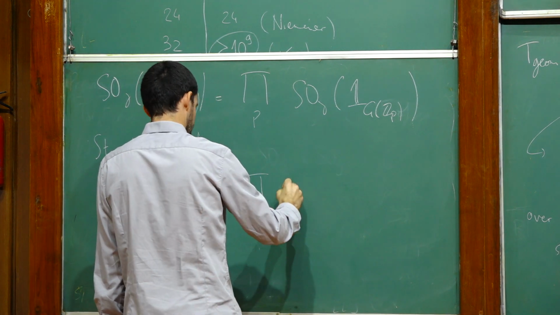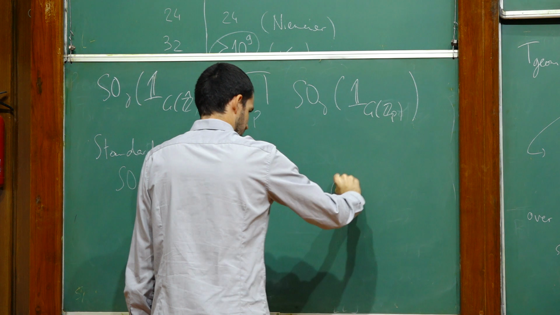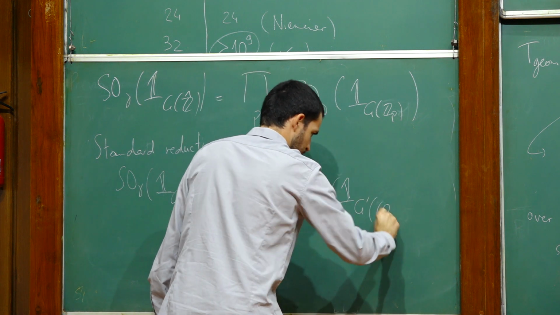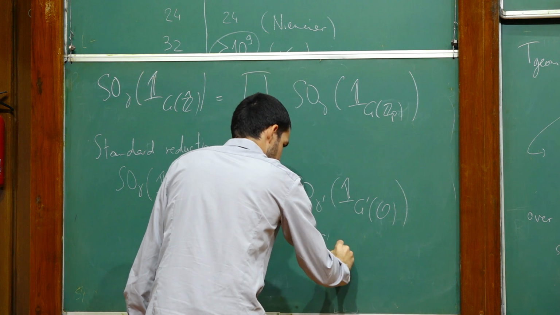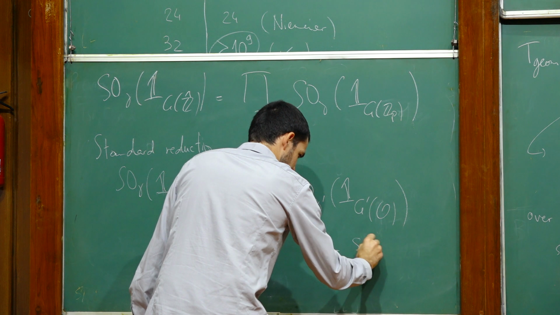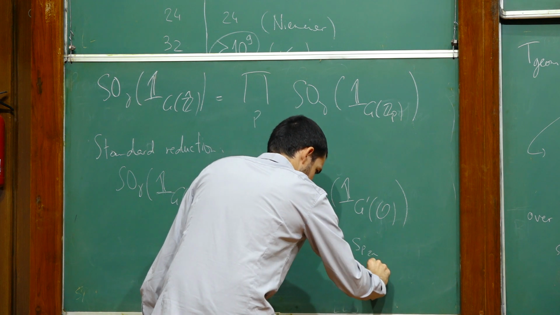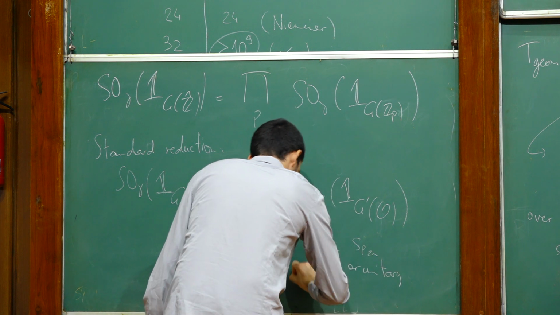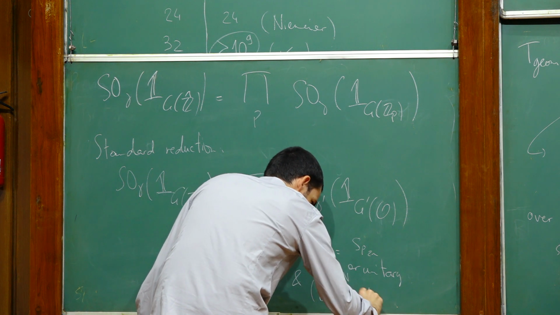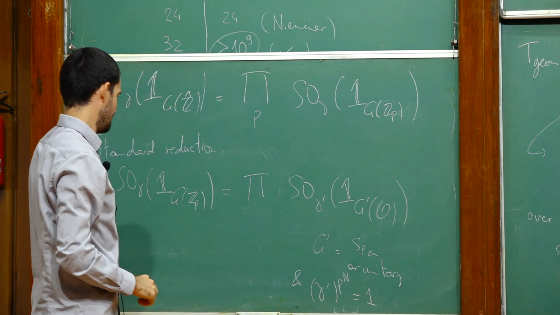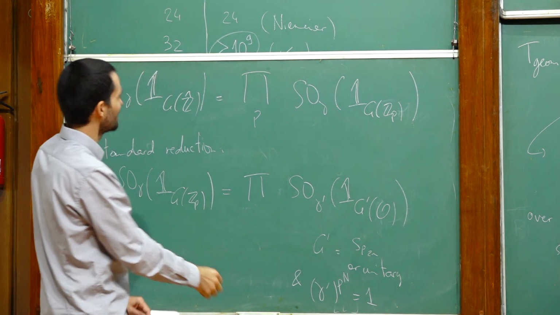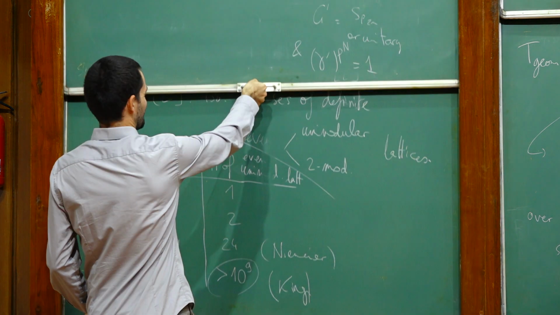So it's a product of, let me put O here. So G prime is either symplectic or unitary, and gamma prime to the p to the something is 1. So it's not the same reduction that Hiraku Atobe mentioned. It's a more classical one.